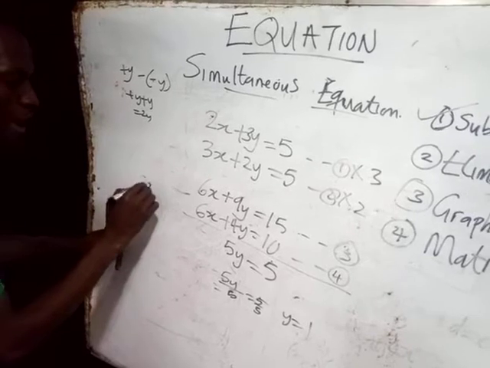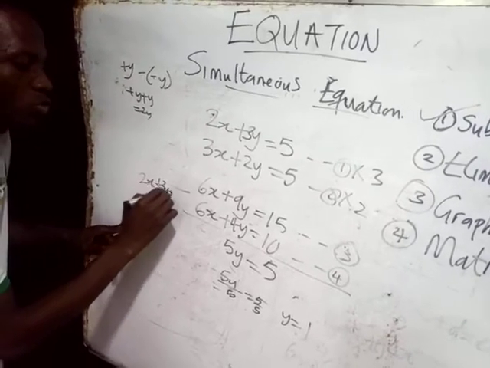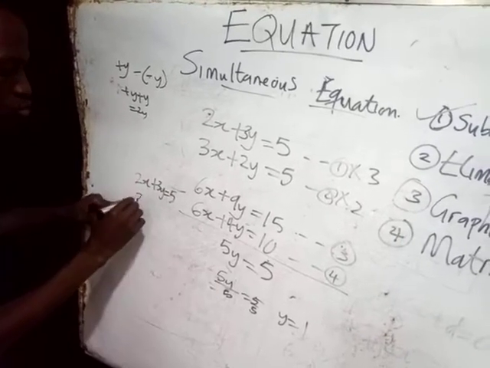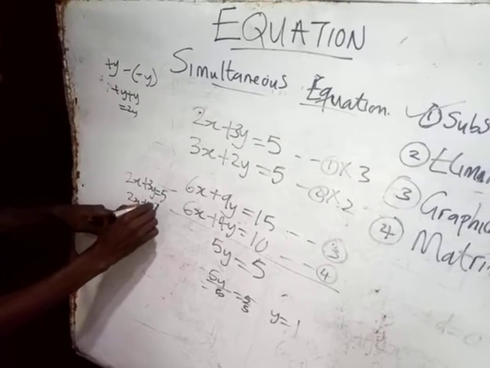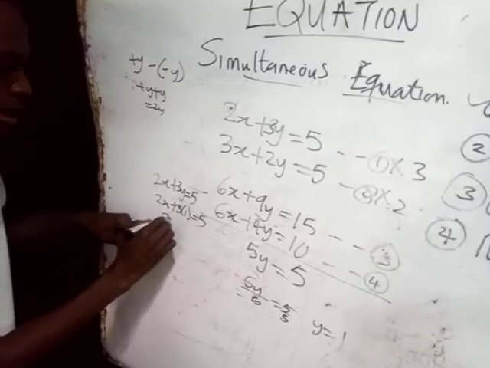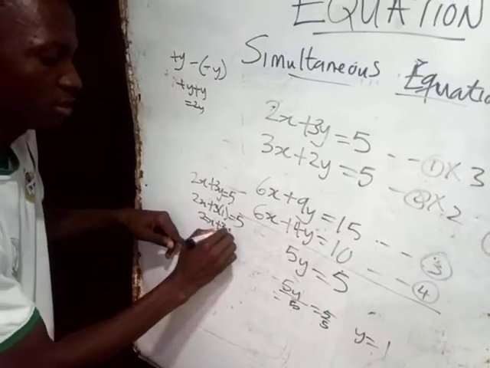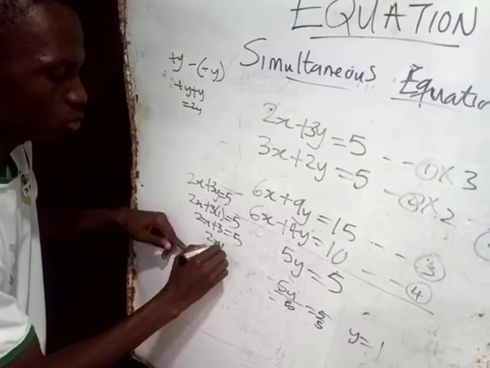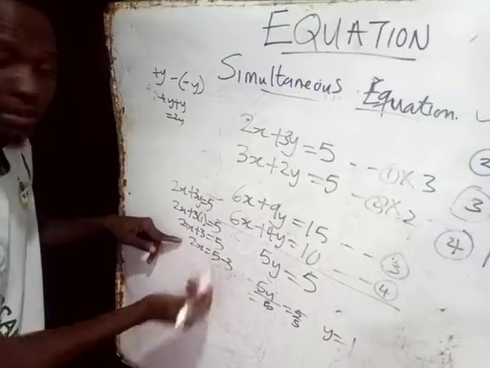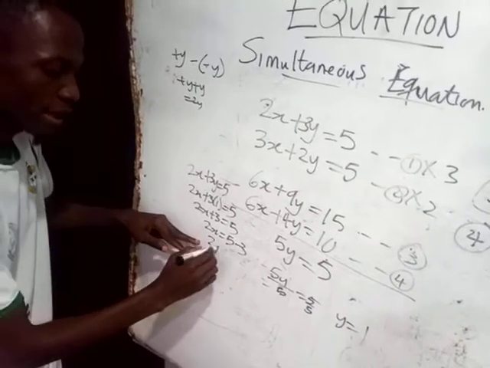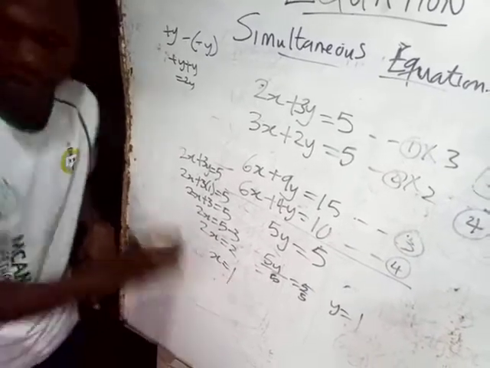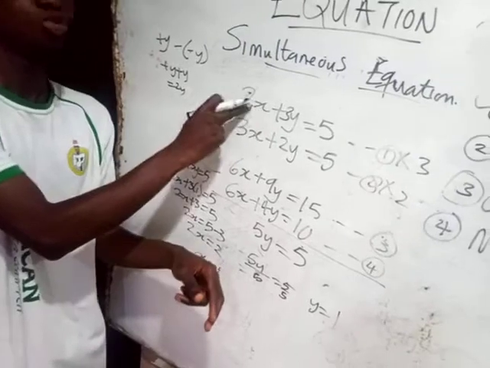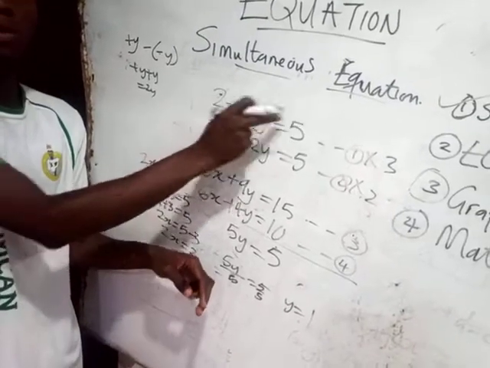So 2x plus 3y is equals to 5. What is our y? 1. 2x plus 3 times 1 is equals to 5. 2x plus 3 is equals to 5. 2x equals to 5 minus 3. 2x is equals to 2. Divide both sides by 2. x is equals to 1. So if you check it here, 2 times 1, 2, 3 times 1, 3, equals to 5.